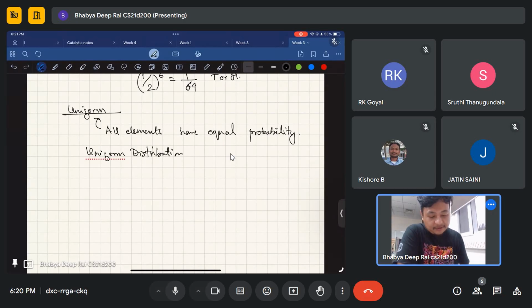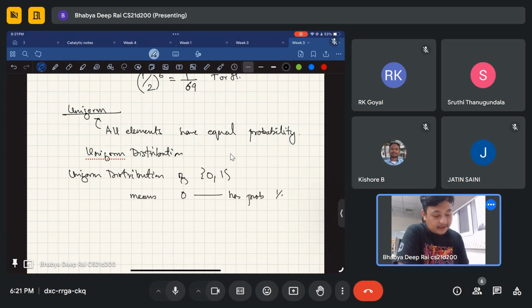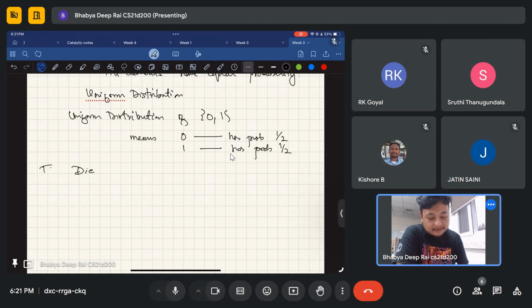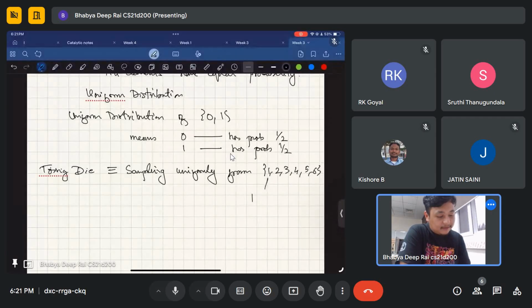So, for example, a uniform distribution of the set 0, 1 means the outcome of coming 0 has probability half and 1 has probability half. Similarly, tossing a die is similar to sampling uniformly, you can say at random also, from 1, 2, 3, 4, 5, 6, because each of these has probability 1 by 6. And so on.